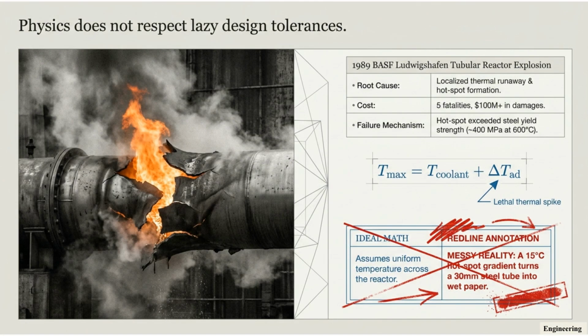Physics does not respect lazy design. A tragic 1989 industrial explosion serves as a stark reminder. When a local hotspot exceeds the strength of the reactor material, the results are catastrophic. Ideal math assumes uniformity, but the reality is that thermal spikes can turn steel structures into failures in an instant.